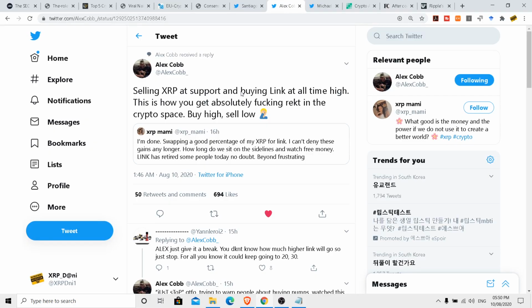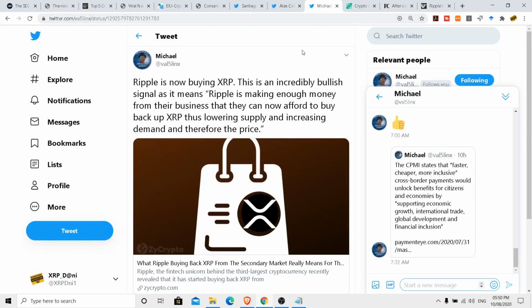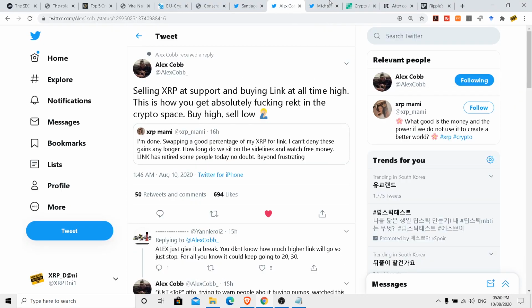Now I agree with Alex Cobb's perspective here, and yes, we have said the same previously here too. If you're buying something which is at the top, say for example something like Link, it may actually go 10 to 20% or something more than that to the upside. But if you're looking at the maximum return on your investment, then you should be buying something which is low. Buy low, sell high. If you're doing the opposite, good luck.